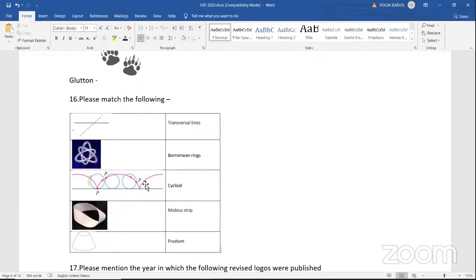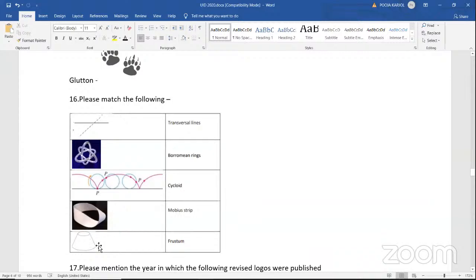Okay, its definition is a curve which resembles a series of arches like this one, pink line, traced by a point on a circle, being rolled along a straight line. It just means curves, arches of line. This circle is being rolled along a straight line, and the path which it forms, traced by a point, is called a cycloid. Okay. What is the meaning of frustum?